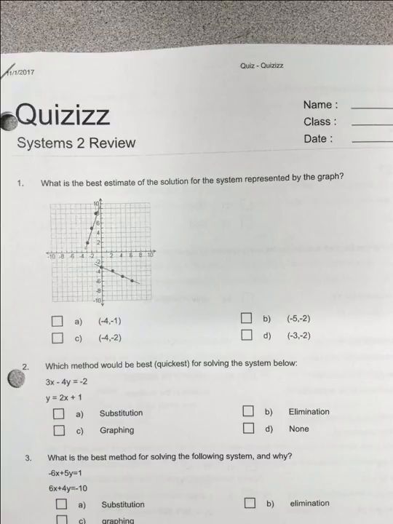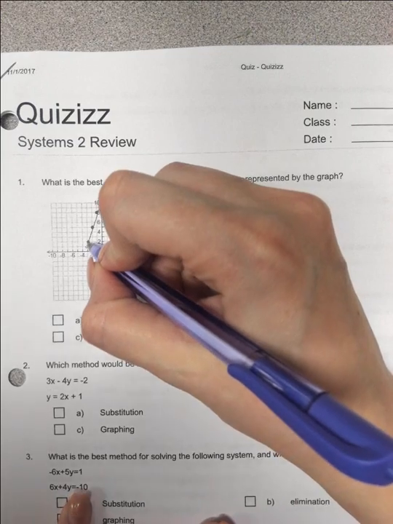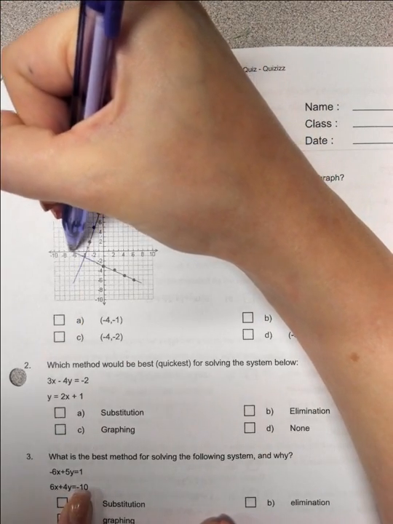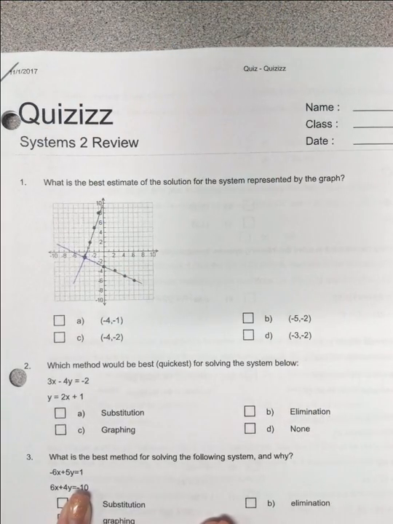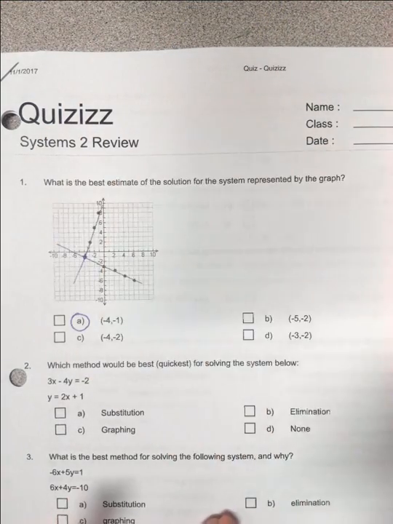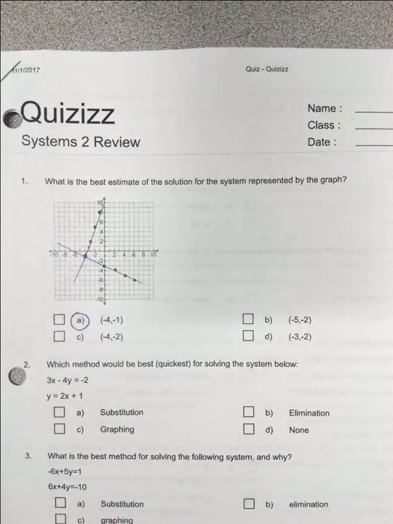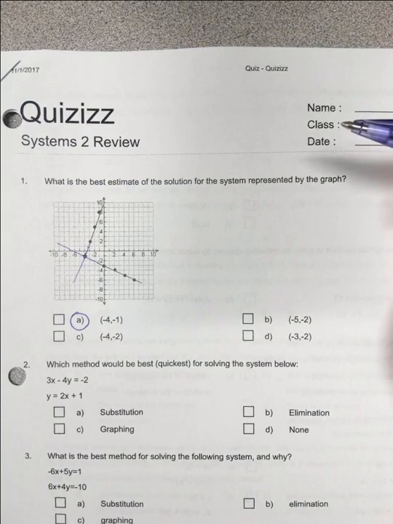graph? Okay, it says estimate, so you could just try to extend your lines and see where they cross. And to me, it looks like it's right here at -4, -1. That could at least let you eliminate some answer choices. But how you actually do it is you're going to continue on your slope.